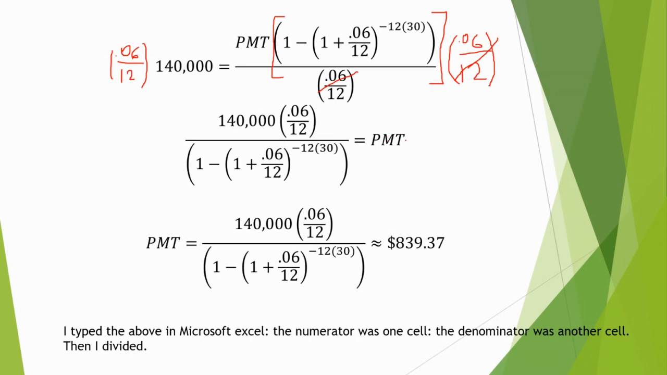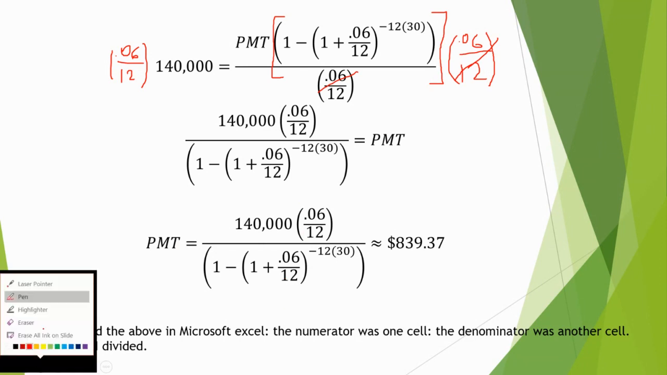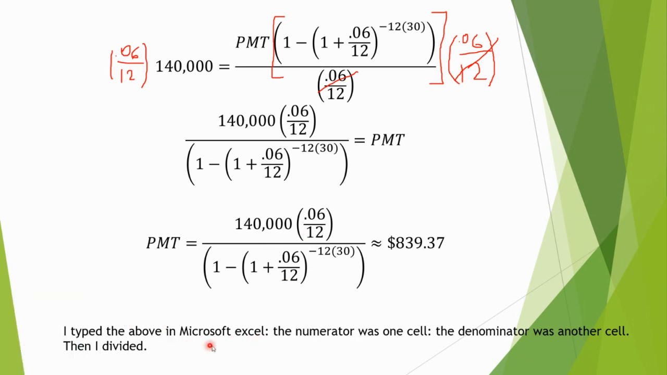And then from here, you would get PMT would be all this. And you could use a calculator if you want. What might happen though is you might have some round off error. What I did was I used Microsoft Excel. The numerator I put in one cell, the denominator I put in another cell. Then I divided, and I end up getting this.